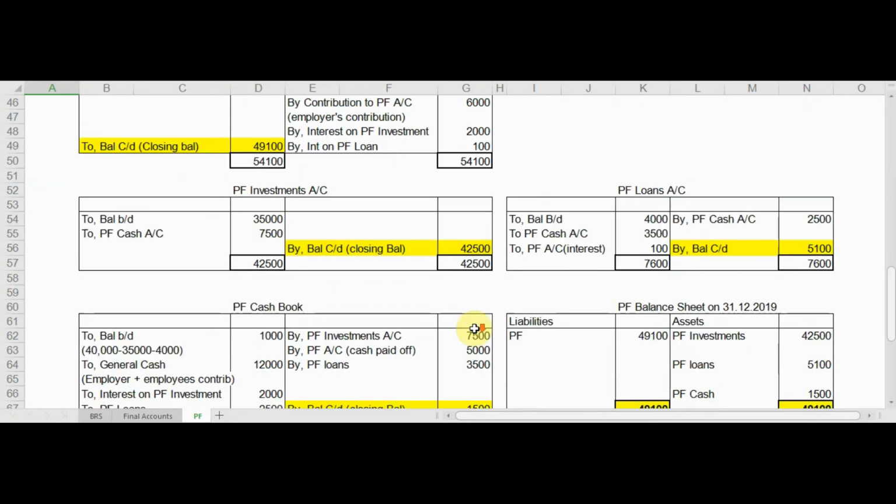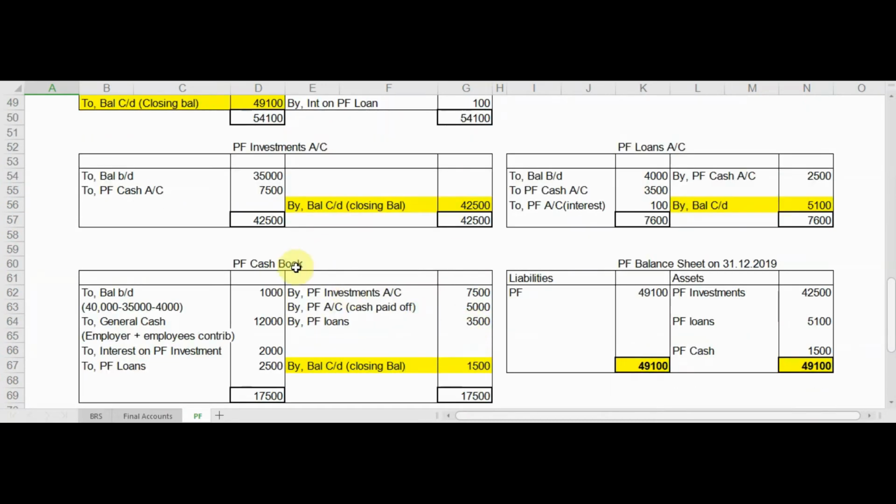Again, this 6,000 plus 6,000 12,000 will be entered in the PF cash book. PF cash will be debited and general cash will be credited. PF cash account debit to general cash 12,000. Employer plus employees contribution 6,000 plus 6,000 equals to 12,000.